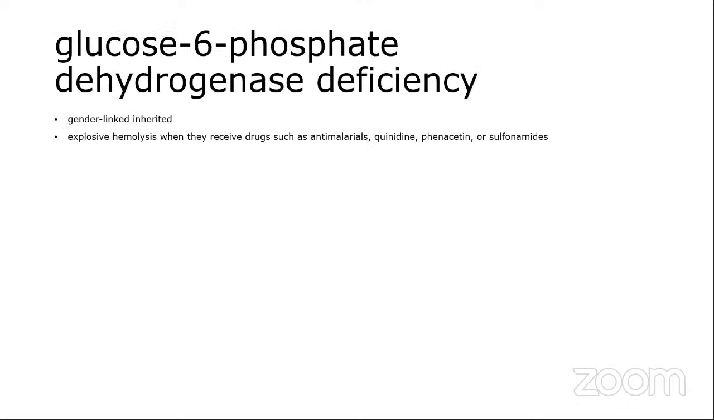And for glucose 6-phosphate dehydrogenase deficiency, it's X-linked inherited, and explosive hemolysis can occur, but it should be triggered by receiving a special drug like anti-malarials. We all know the quinolone and the quinidine, phenacetin, which is an analgesic, and sulfonamide.